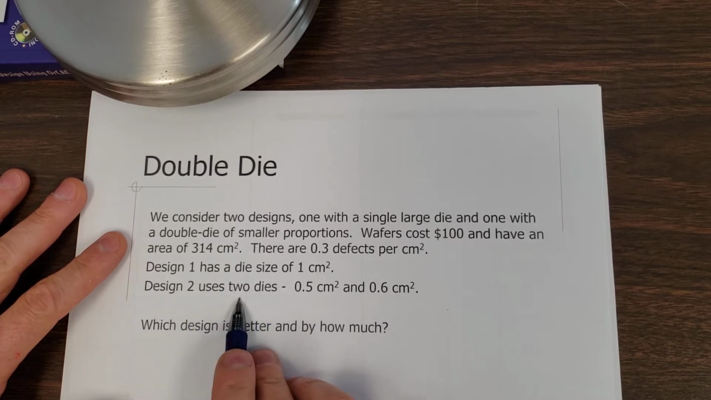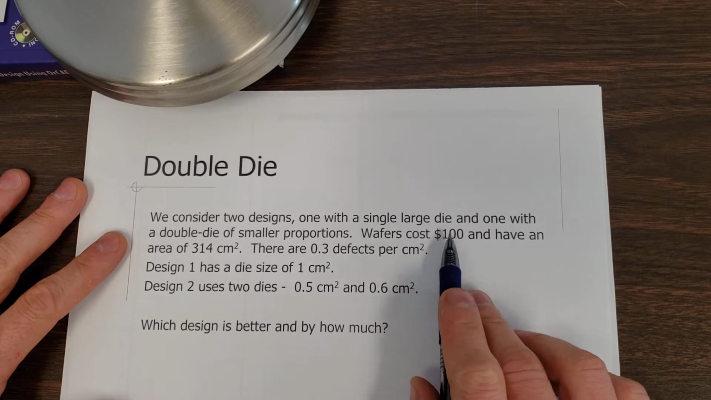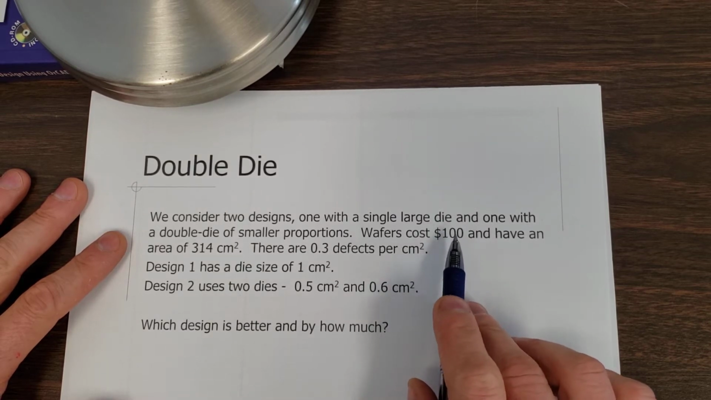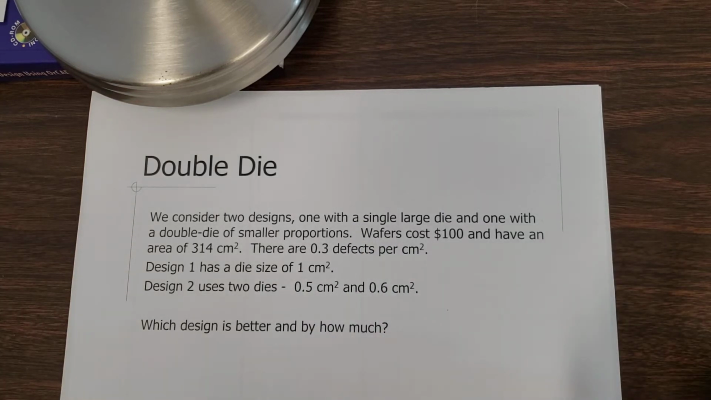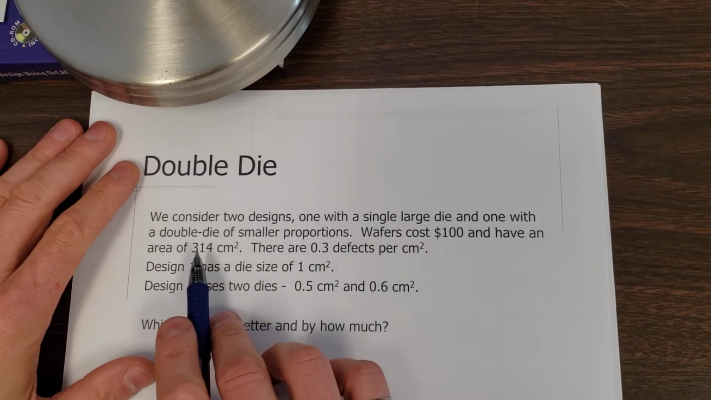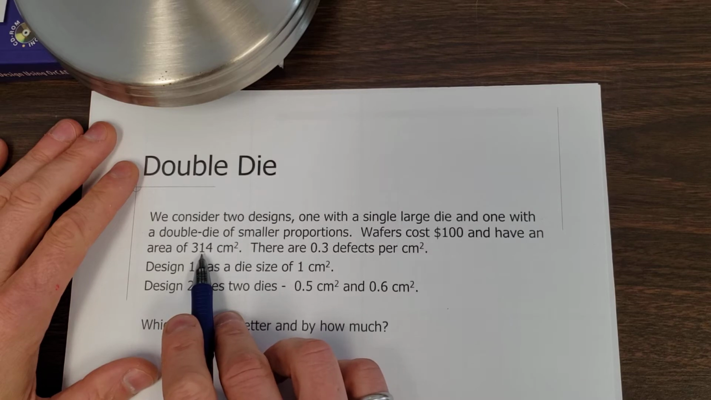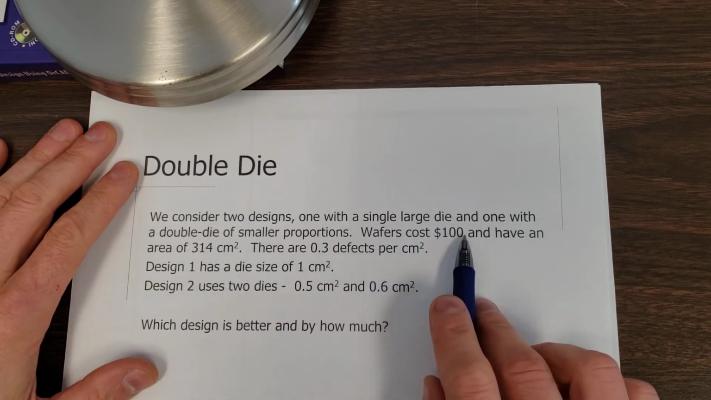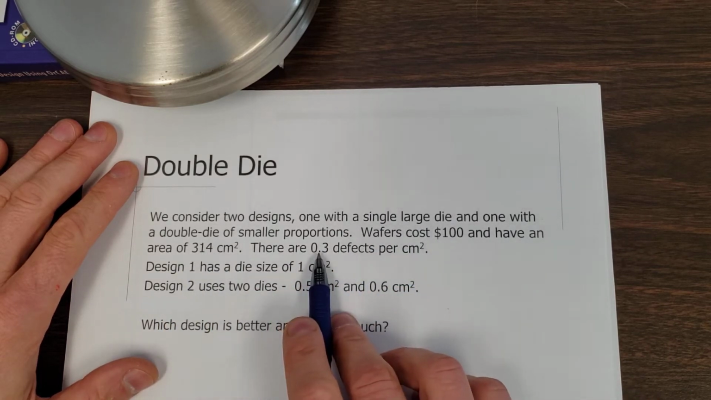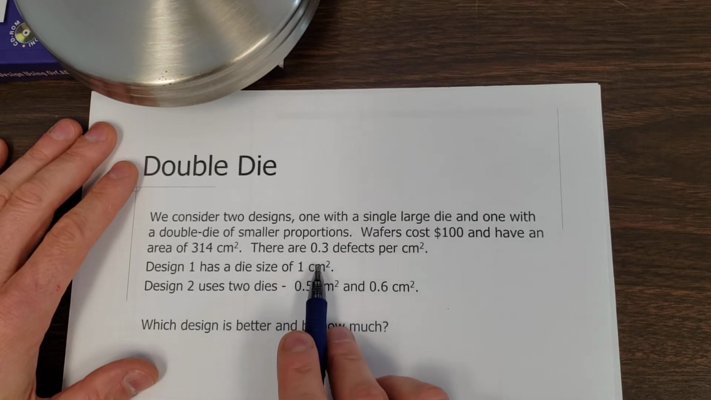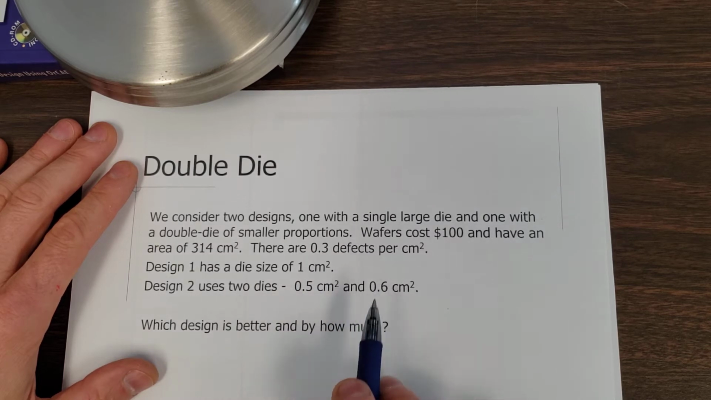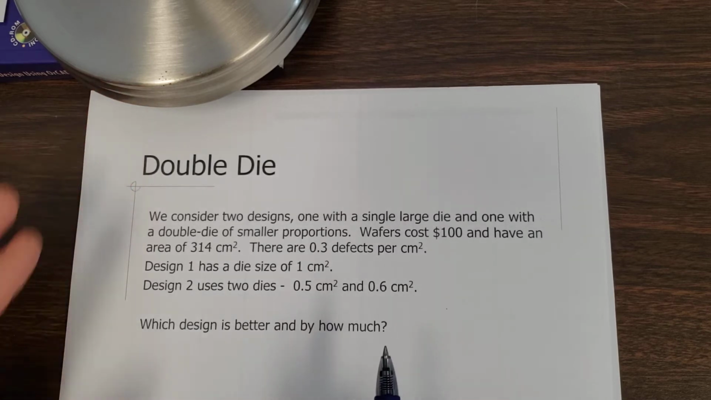So the design consists of two dies. We're going to have to pay for both dies. Everything is the same. The wafers cost the same. The defects per area is the same. We're running this on the same assembly line, so we're using the same wafers. They all have the same area, the same costs, and the same defects per area in the process. So really what we need to do is find out how much this one will cost at the end and how much this other one will cost at the end. And our ask is which design is better and by how much.